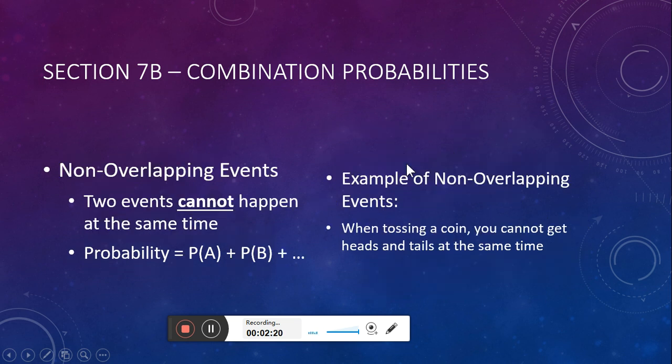Another combination is non-overlapping events. Two events are considered non-overlapping if they cannot happen at the same time. The formula for non-overlapping events is just adding up all of the probabilities together. An example, when tossing a coin, you cannot get heads or tails at the same time.